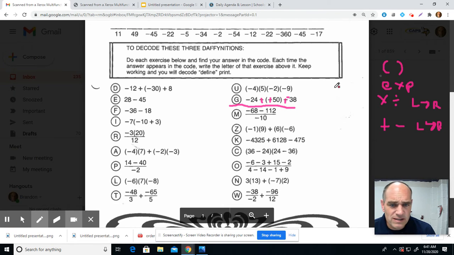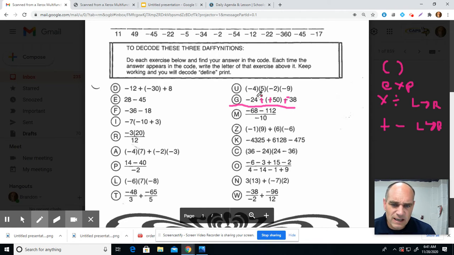Do I have any parentheses to work inside of? Nope. I got parentheses, but there's no work to do inside. Do we have any exponents? Nope. Do I have any multiplication or division? Nope. Do I have any add or subtract? Yep, I got a bunch of it. So we're just going to work our way from left to right.